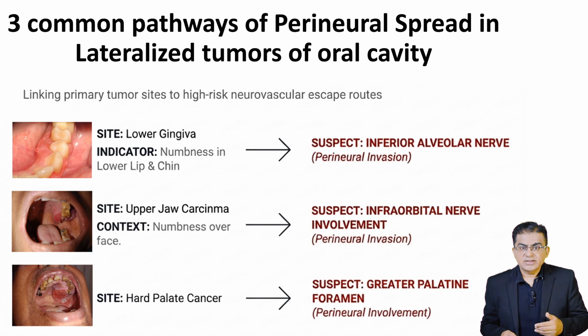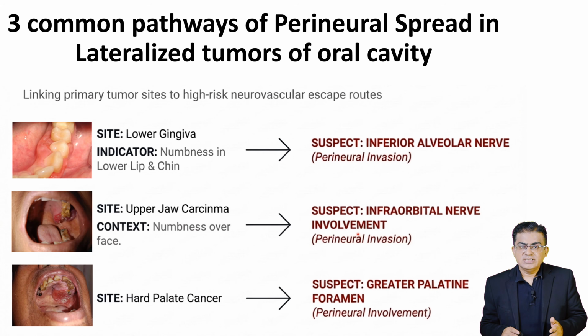Now move to the second scenario. Suppose you have an upper jaw carcinoma. If a patient with a tumor in the upper jaw region says he feels numbness over his malar region, like a crawling sensation on their cheek, you are no longer just dealing with a simple mucosal lesion. You must highly suspect infraorbital nerve involvement.